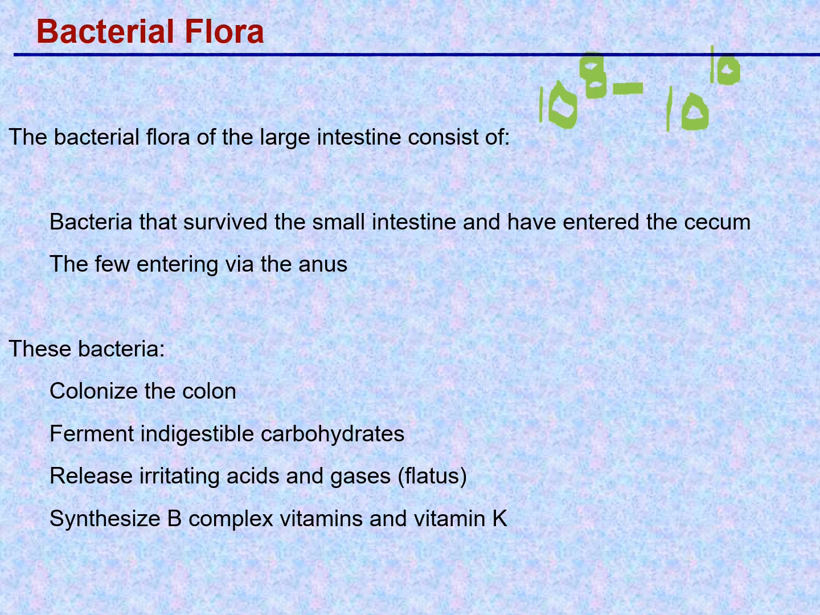Bacteria, as I said, are living there and have colonized the colon, so they're permanent residents. They are able to ferment indigestible carbohydrates, producing acid and gas. An important aspect is that we get certain vitamins. Vitamin B complex and vitamin K are produced by bacteria in the large intestine, and they get absorbed from the space of the large intestine. So they are producing things like vitamin B12 and vitamin K.